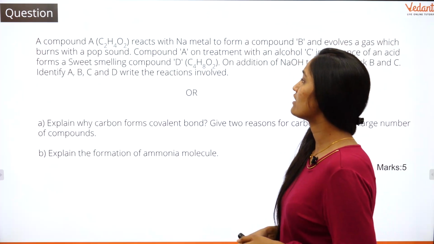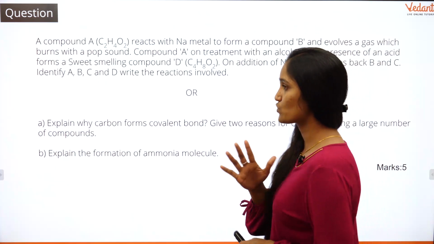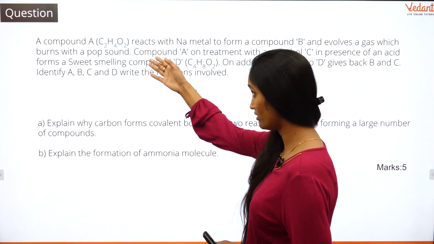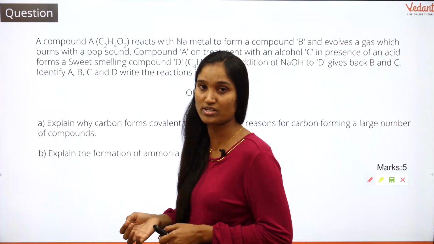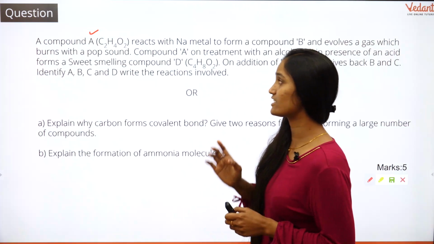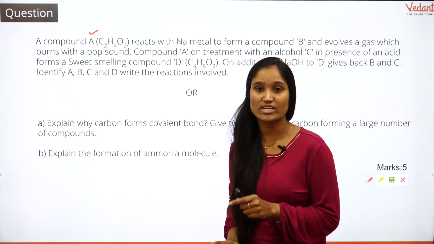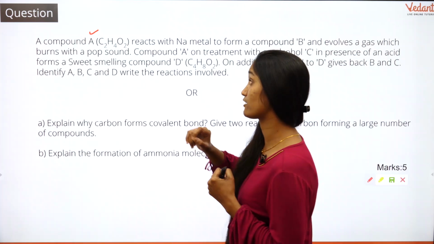And there we go with our sixth question of this paper. The first five we have completed in the previous video. Let us read the question first. This is a 5-marker and there was an internal choice in this question. A compound A whose formula is C2H4O2. They have just given you the formula and we still do not know the functional group. Please be careful about it.